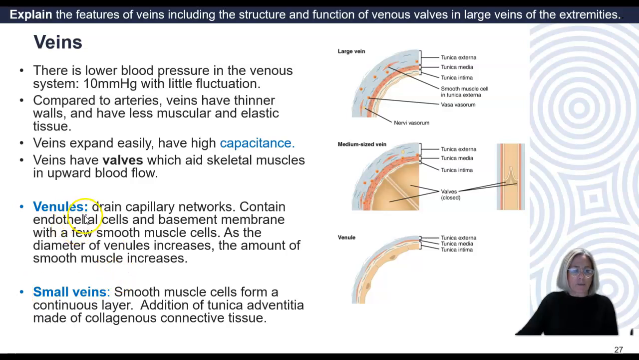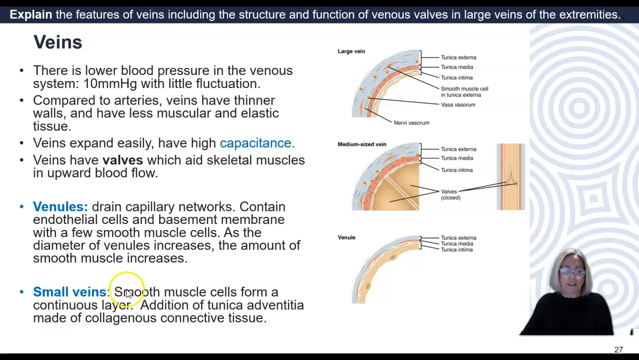Okay, we have these venules. We've talked about these a little bit in terms of the capillary network. These are little vessels that drain the capillary networks. They contain endothelial cells and basement membrane with a few smooth muscle cells. And as the diameter of the venules increases, the amount of smooth muscle increases. So what you have to imagine is these venules drain the capillary beds, and then they start to emerge. And as they're merging, they become larger venules, and eventually they become these small veins.